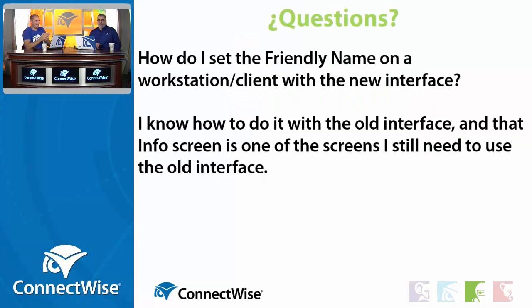So this question came up, and this was presumably somebody who had been working in Automate 10.5 or earlier. They're asking how to set the friendly name. They knew how to set the friendly name of an agent on the old computer management screen, and they're asking where could you find that now in the new Automate 11 screen.